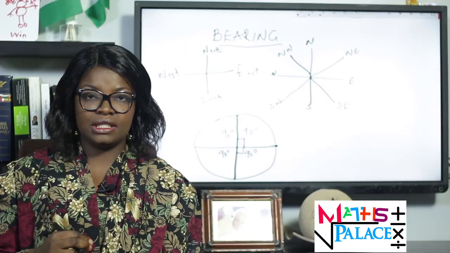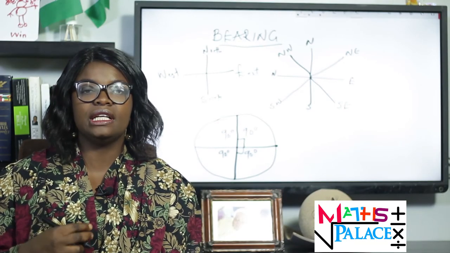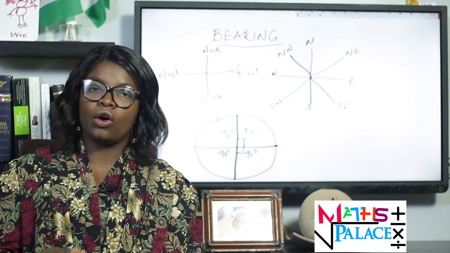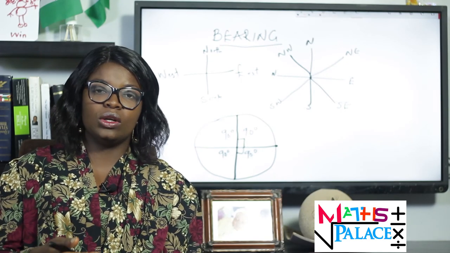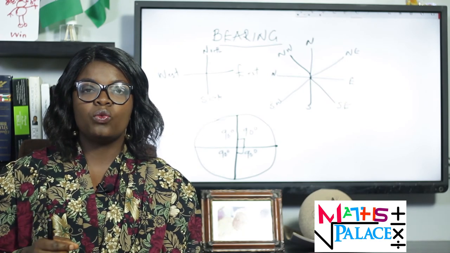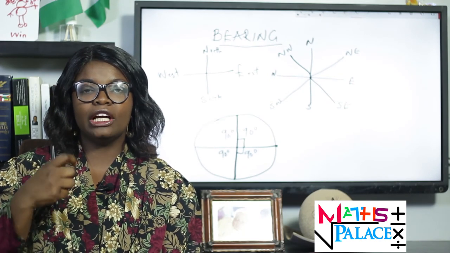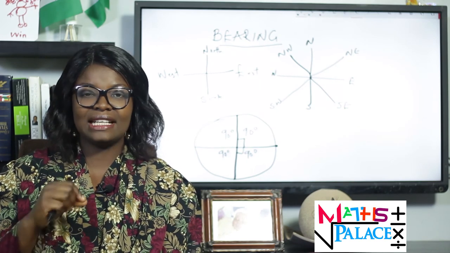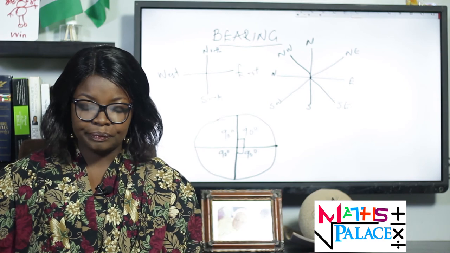Like I said, angles are measured in degrees. That's where you have your money in Naira and Kobo for Nigerian currency, in dollars. You have time in hours, minutes, and seconds. We have angles measured in degrees.